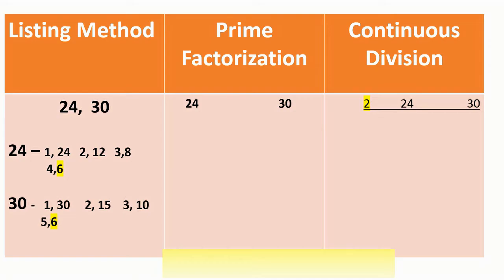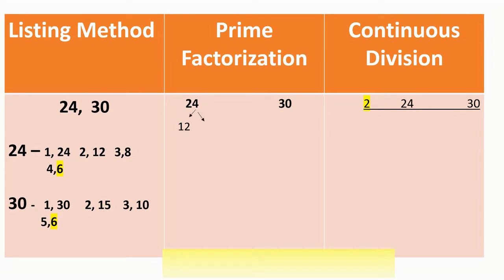So, tingnan natin ang pagkakaiba ng listing method, prime factorization, and continuous division. So, ito yung mga paraan kanina na ginawa natin, pero iisa lang ang lumabas na sagot. So, we have 24 and 30. So, ang GCF natin diyan is 6. Kagaya din si prime factorization na ginawa din natin kanina. Lumabas din si 6. 3 times 2 there. And kagaya din ng continuous division.